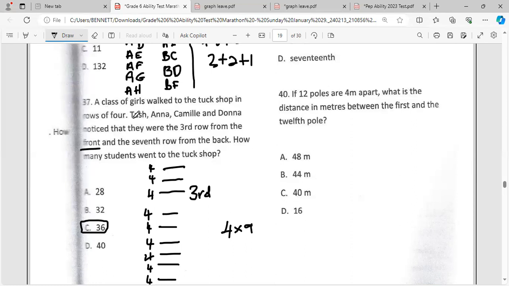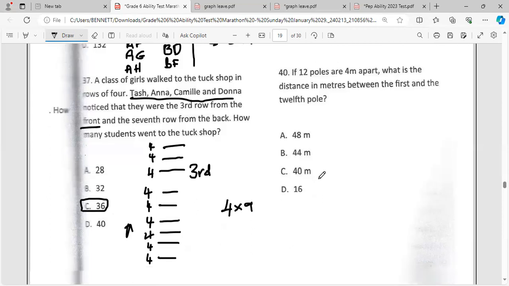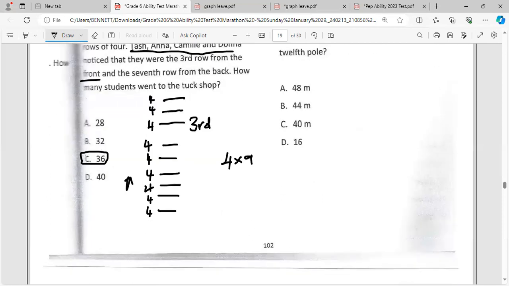All right. So they say that these persons are in one row. So this is the row with Tash, Anna, Camille, and Dana in. Right? And they said they would be 7th. If you're coming from this end, they would be in the 7th row. And you just do it. All right? So that's 37. So on to 38, guys. On to 38.